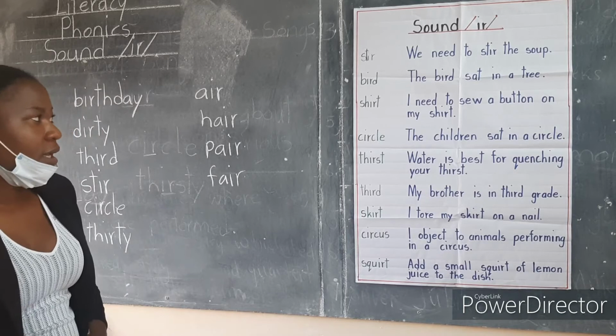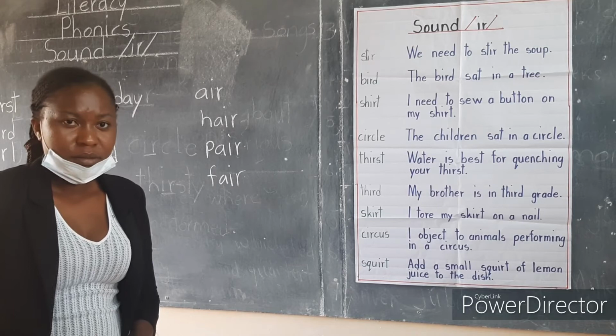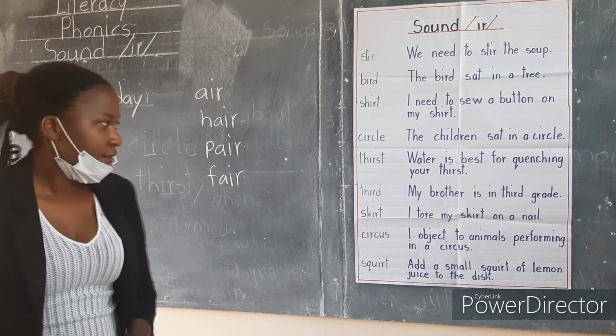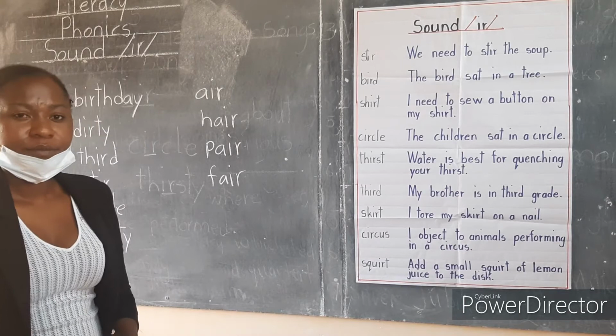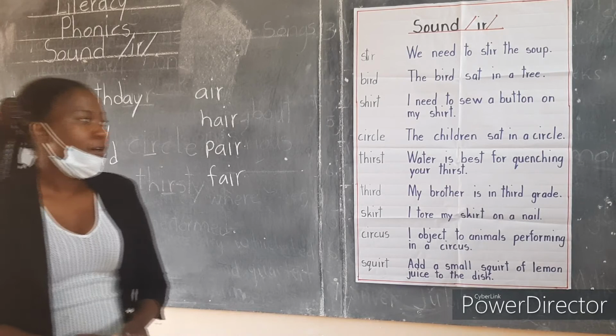The third word. Word number three. Very good. Shirt. I need to sew a button on my shirt. Very good. The fourth word. Very good. Circle. The children sat in a circle.